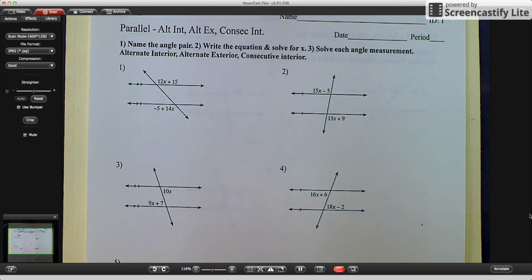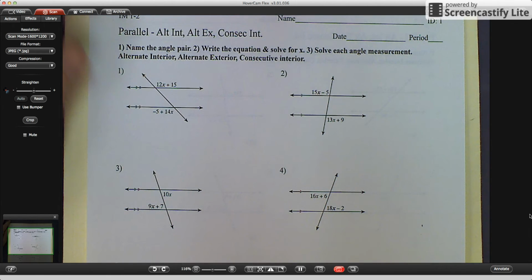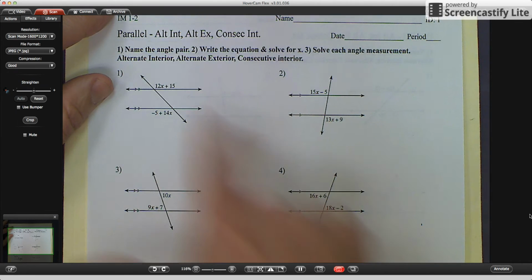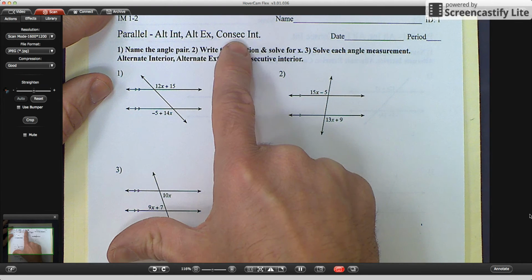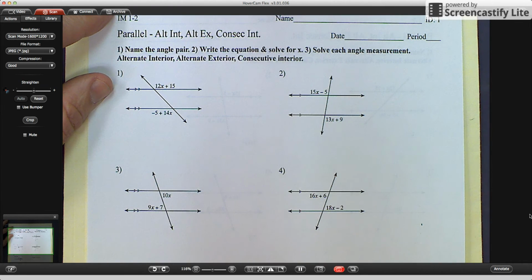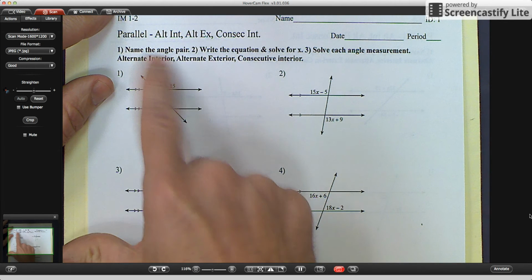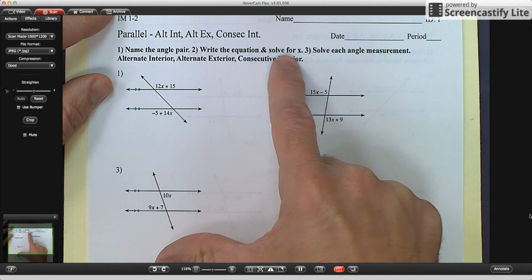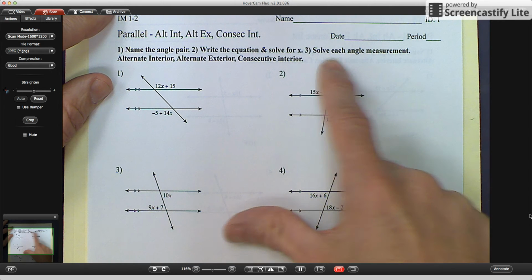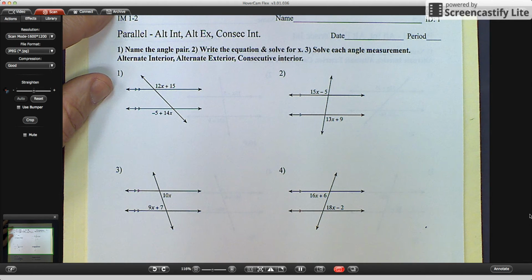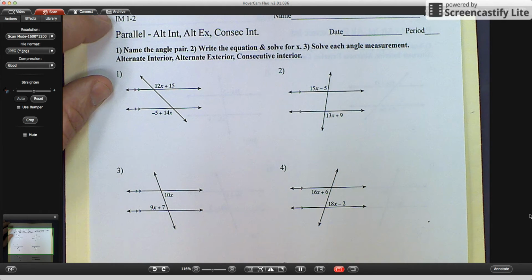Okay, today's lesson is on parallel lines, transversal, alternate interior, alternate exterior, and consecutive interior. And we are going to solve. We're going to name the angle pair. Then we're going to write the equation and solve for x. And then the third thing is we're going to solve for each angle measure, just like we did last week with our other three angle pairs.